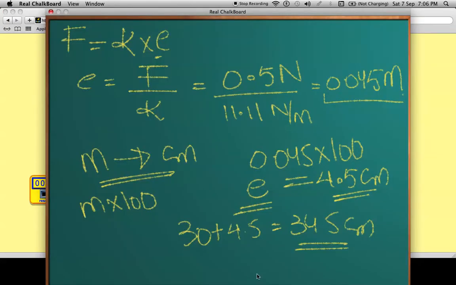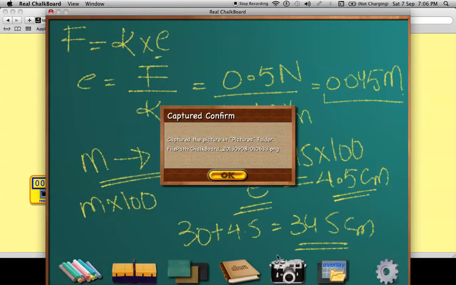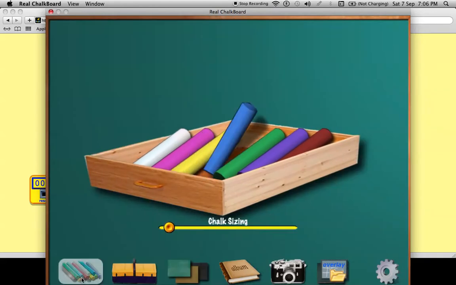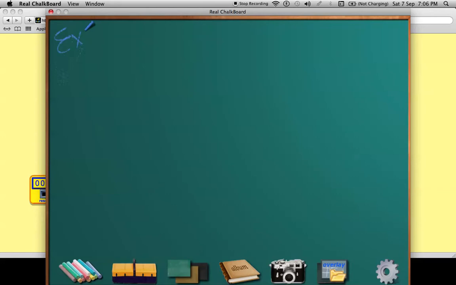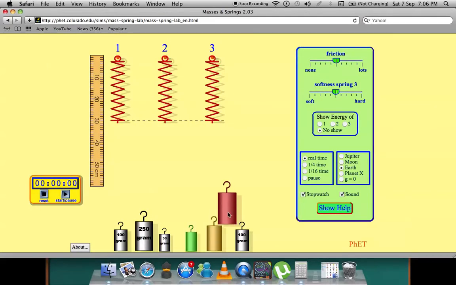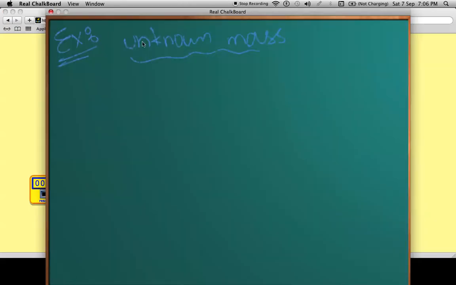Now our second example. Okay, I'm sorry. Our second example, we would be taking an unknown mass. Alright, the colored ones here, they're unknown, right? So we will be taking an unknown mass, and by looking at the extension that it provides on a spring and its stiffness, we'll find out what this mass is.